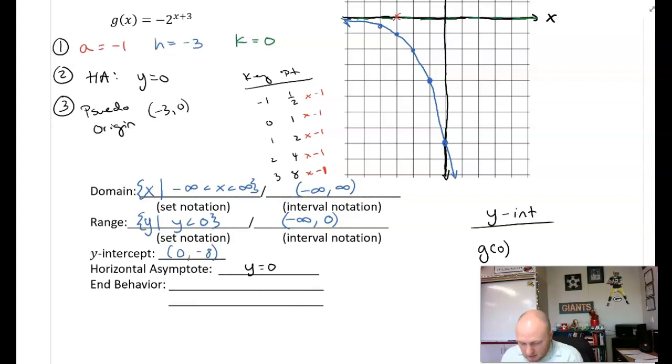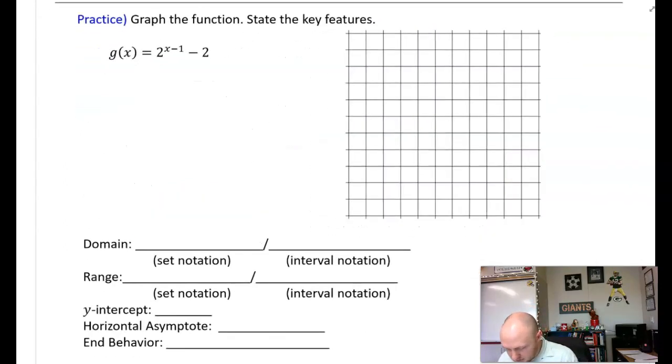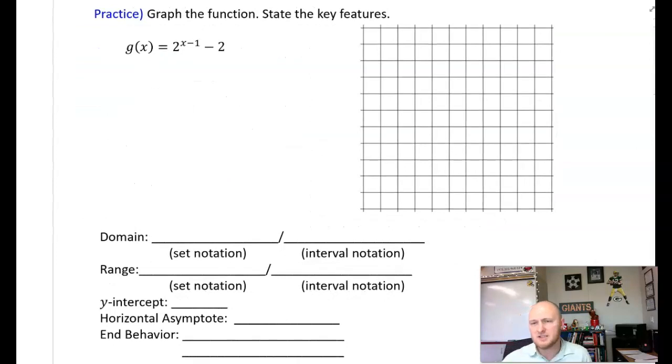And then lastly, our end behavior. For the left side, as x goes to negative infinity, our function g of x is going to 0. And as x goes to positive infinity, g of x is going to negative infinity, decreasing unbounded. Okay, so there's our second example of graphing exponential base 2. I do have a practice problem here for you. Please go ahead and pause the video, and I'm going to show you the solutions in a moment.